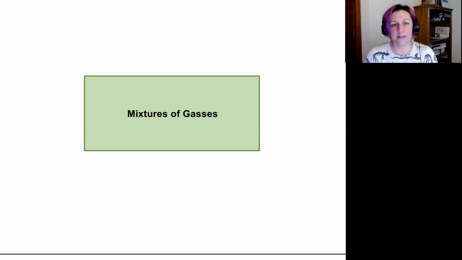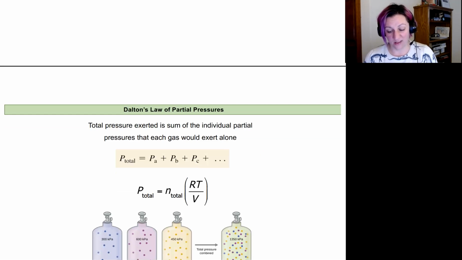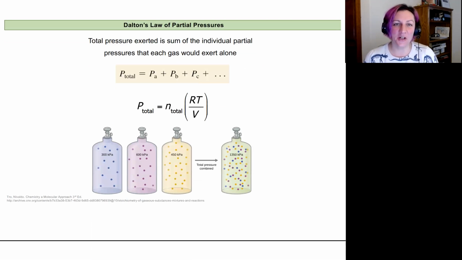In this video, I want to talk about what happens when we combine mixtures of gases. And that brings us to another law. This one's called Dalton's law of partial pressures. It states that the total pressure exerted on the walls of a container is the sum of all of the partial pressures that each gas would exert if they were totally alone in that container. Which is to say that the pressures of gases are additive.